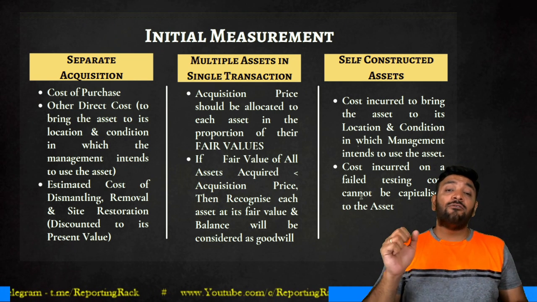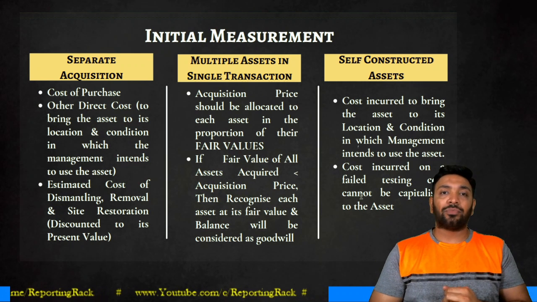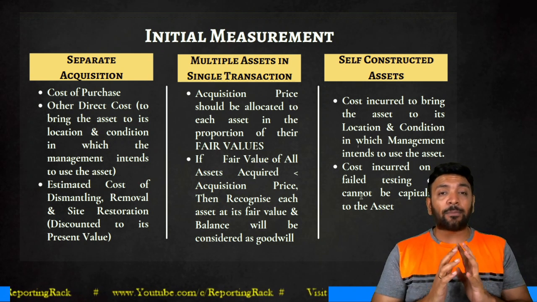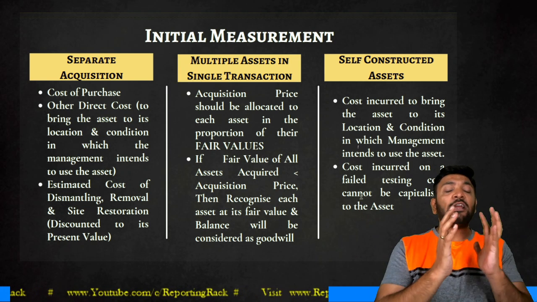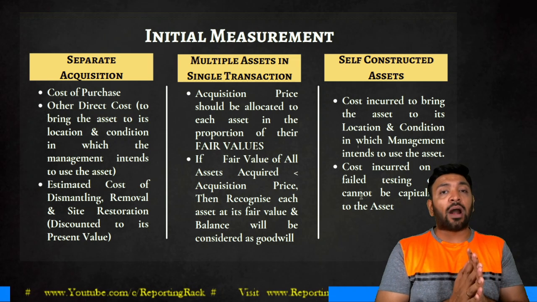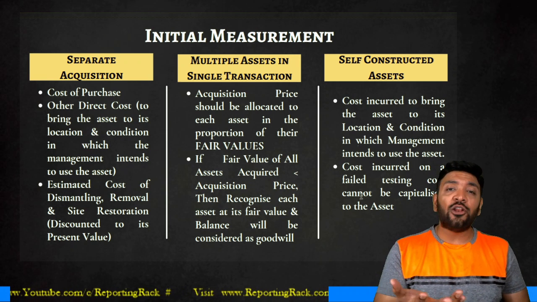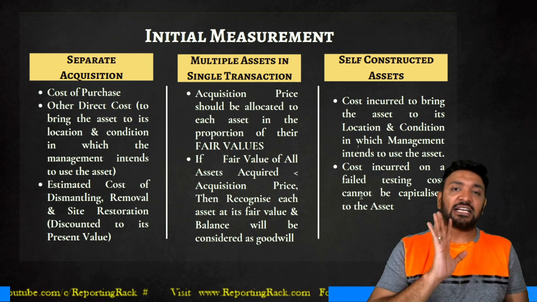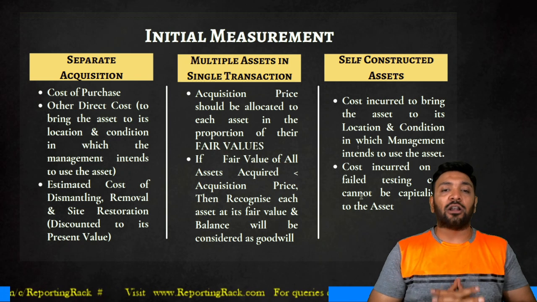Second, where multiple assets are acquired in a single transaction. I acquired the asset separately, but it was not one single asset. There are three or four assets put together which I acquired by paying one single price. Lump sum purchase, you know, this is a lump sum purchase. That means not one asset, a group of assets put together are bought.